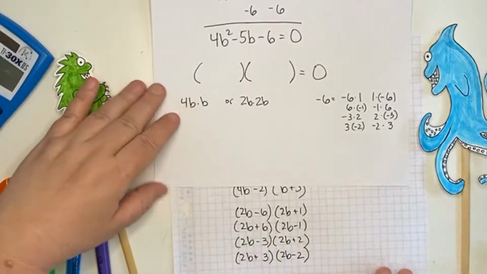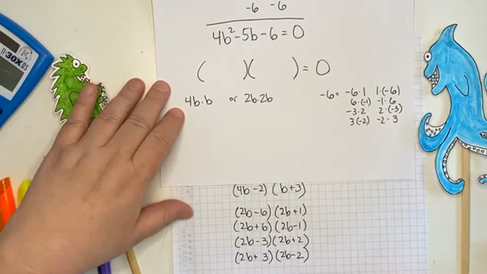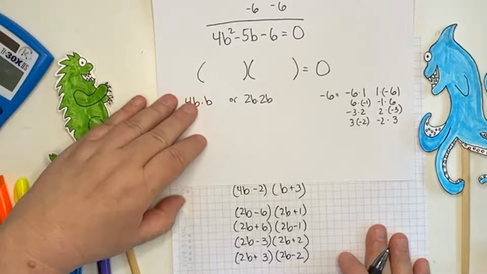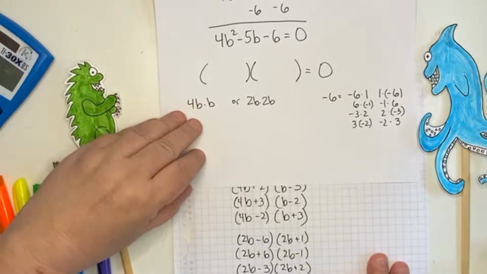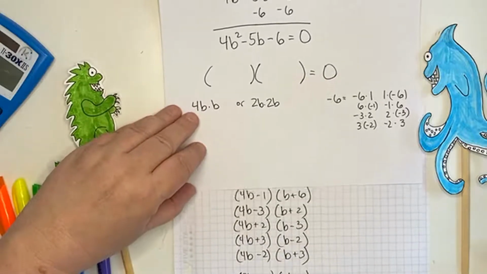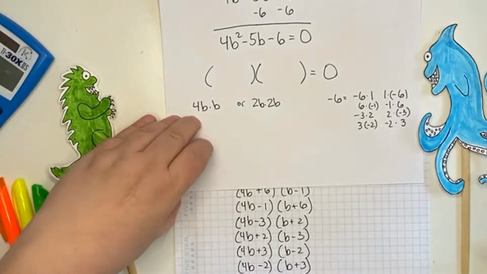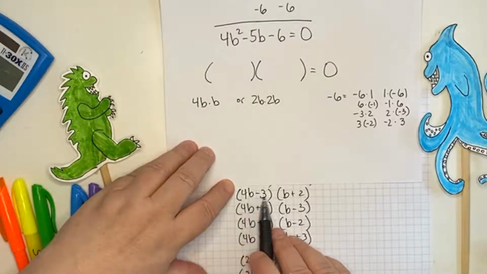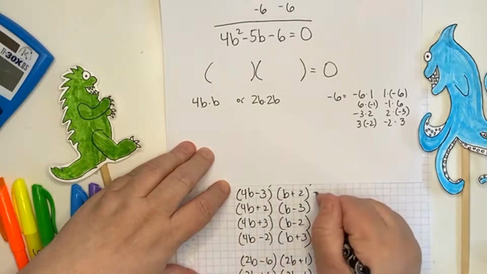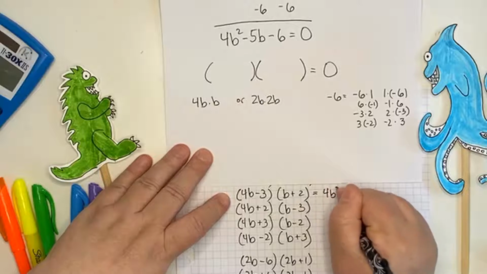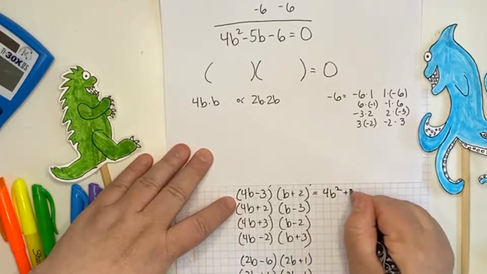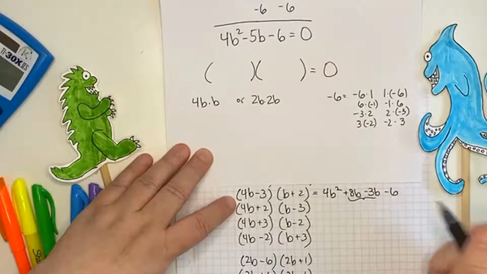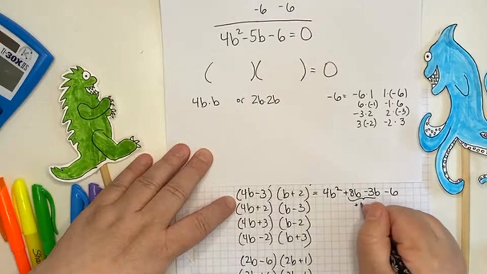Okay, so I am hoping to get a -5 in the middle. And so of all of them, let's see, can I try? I'm going to try this one, 4b minus 3 times the quantity b plus 2. And I'm going to get 4b squared plus 8b minus 3b minus 6. So this gives me plus 5b.